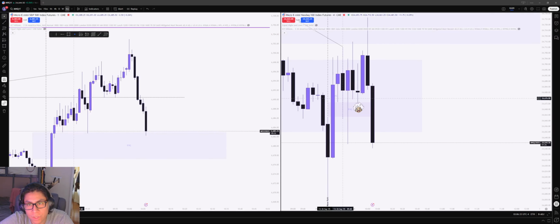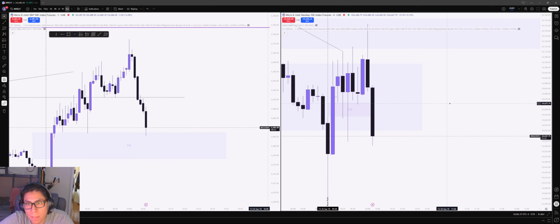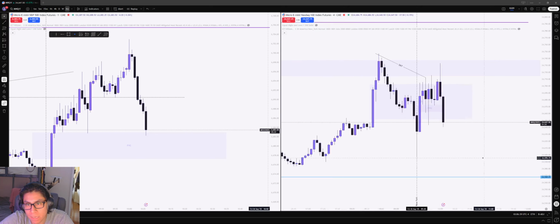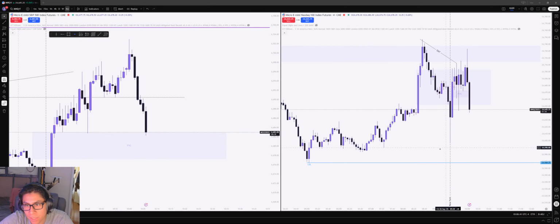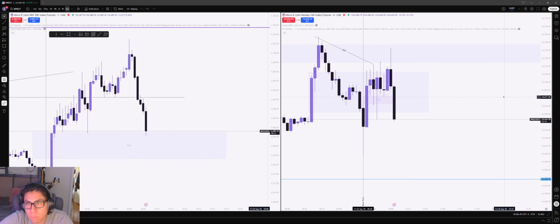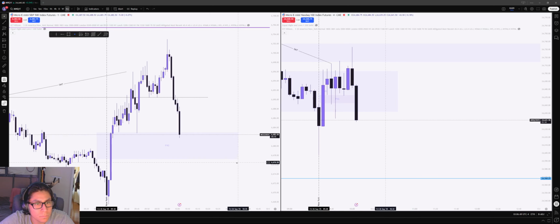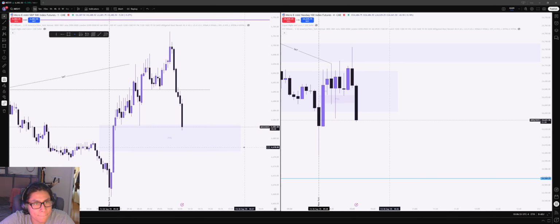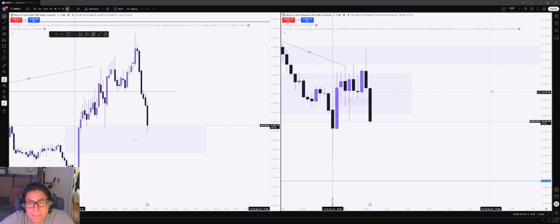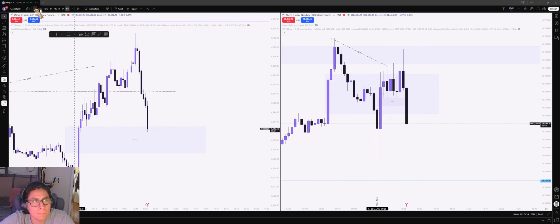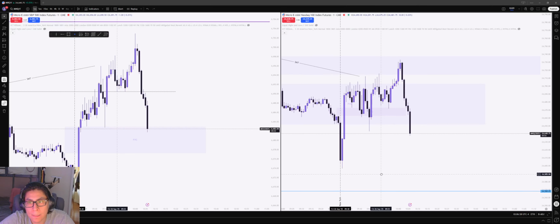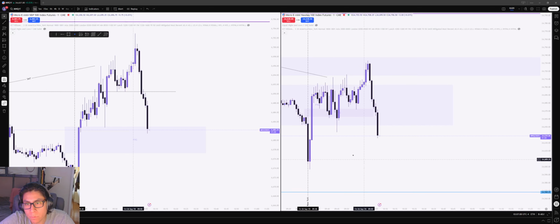Okay, I would like to see this fair value gap here get inversed, respected, push out of it, and then aim towards the liquidity sitting at these levels down here. That's probably the entry I'd be looking for. We close below here in the 1 minute, which is good.